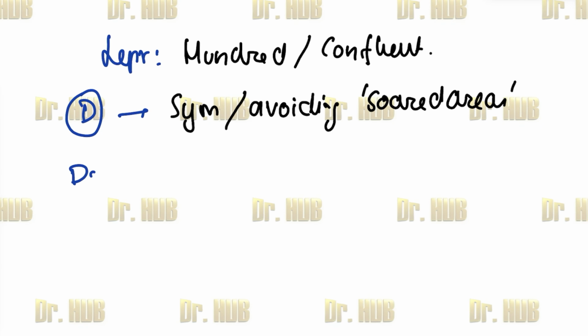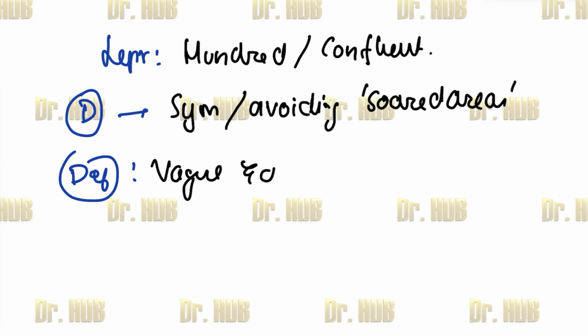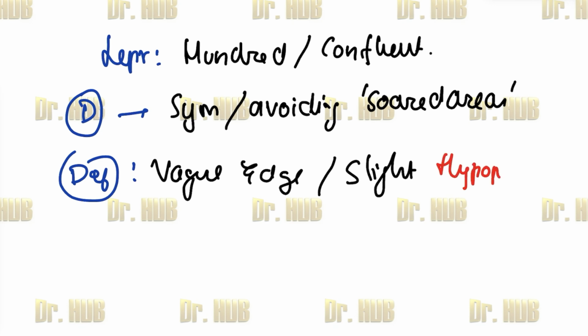Next, talking about the definition and clarity, it will be a vague edge, whereas in tuberculoid it was a clearly defined edge. Here it is a vague edge, and tuberculoid had complete hypopigmentation. Here it is slight hypopigmentation.